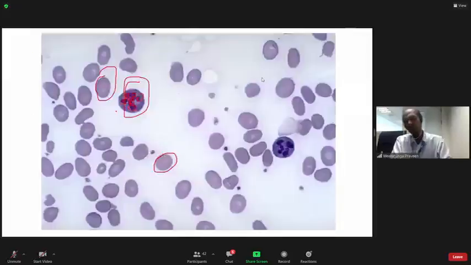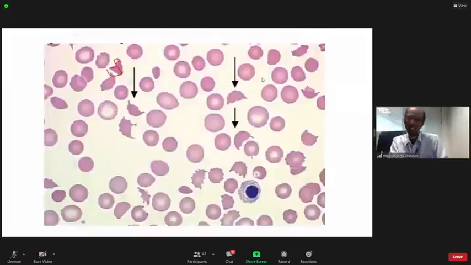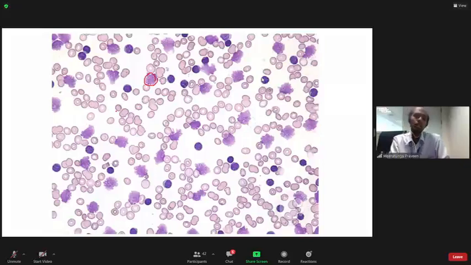Okay, so these are the important things. So blood films, red cell morphology: macrocytosis, microcytosis, and spherocytosis are three things. Acanthocytes you might get. Then white cells: CML and CLL are the two important things that you need to know.